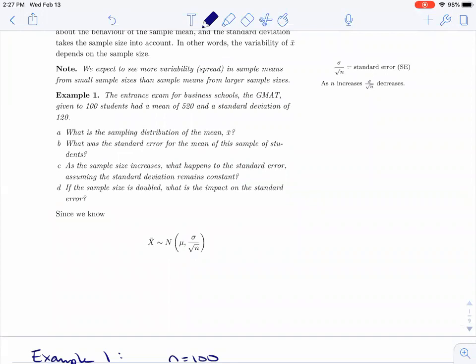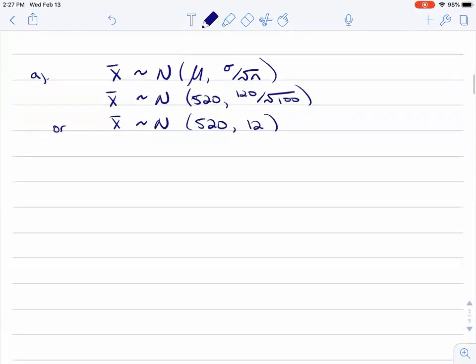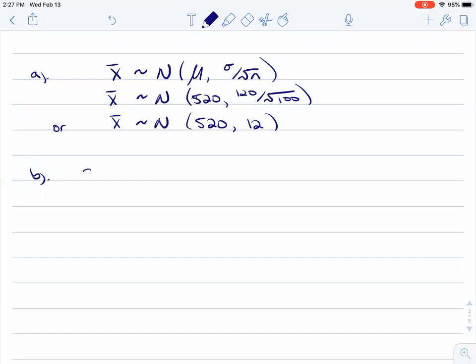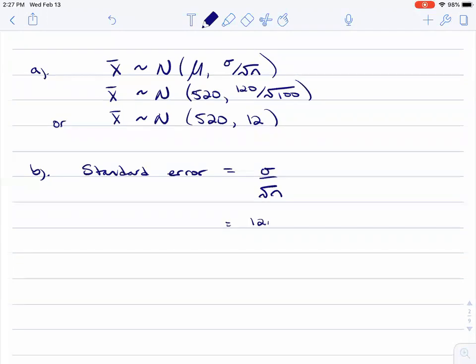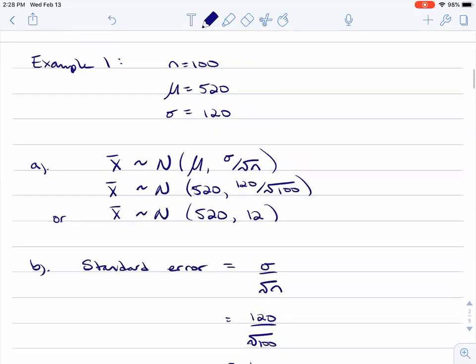So B, what is the standard error for the mean of this sample of students? So the standard error is sigma over root n, which we just said was 120 over the square root of 100. We actually already calculated it to be 12. Okay.